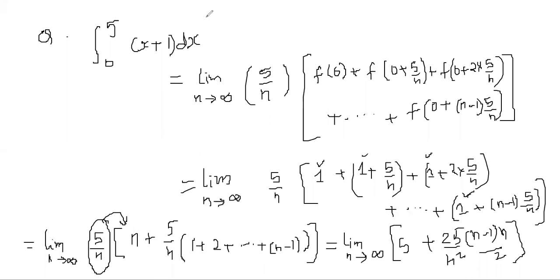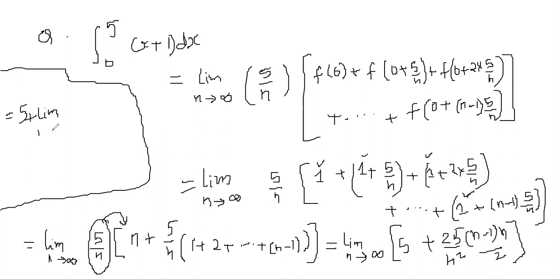So what happened in the next step? 5 is a constant, so limit will not have any effect on it. It will come outside. Plus limit n tending towards infinity, and it is 25 by 2 and (n minus 1) into n by n square. So one n will get cancelled, and (n minus 1) by n, when you divide by n, you will get 1 minus 1 by n. And when you put n tending towards infinity, then 1 by n will be 0. So you will simply get 25 by 2. So what is the answer finally? It is 35 upon 2.